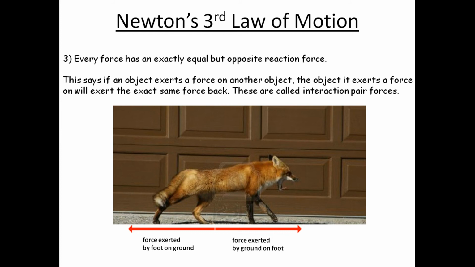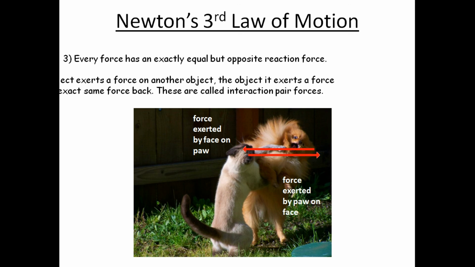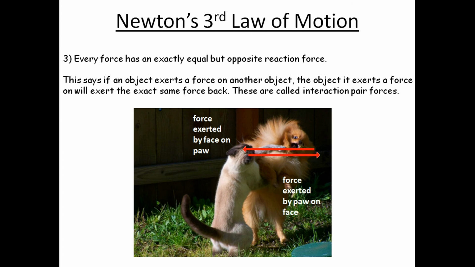So this first example, we've got a kind of a wolf or dog here, or fox rather, and as it exerts a force on the ground by its feet, the ground exerts the exact same opposite force back on the feet. In this example, the force exerted by the face on the paw is a result of the force exerted by the paw on the other dog's face. They're equal and opposite.